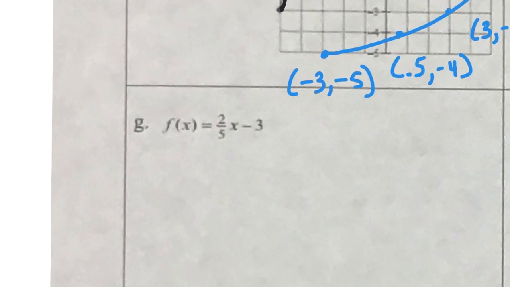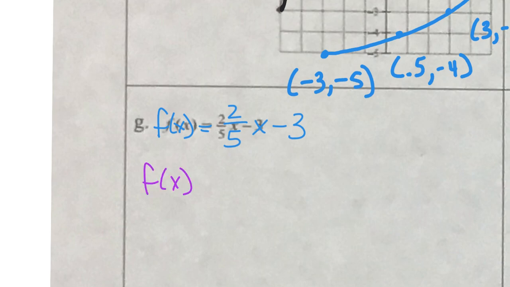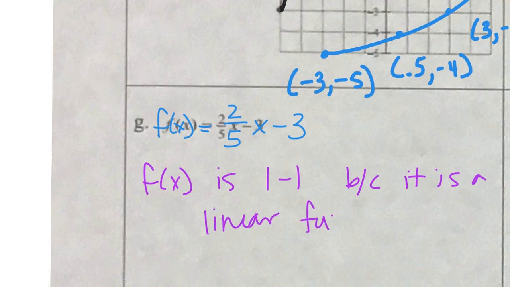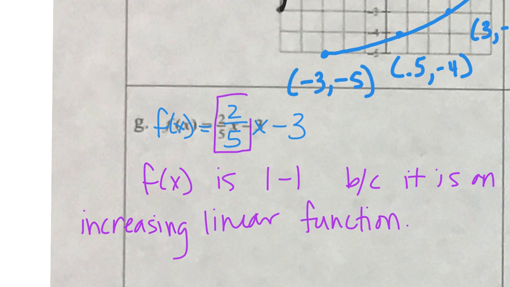This one's really hard to read, so let me rewrite it too. So 2/5 x minus 3. What type of function is this? This is a linear function. So f of x is one-to-one, because it is a linear function. In fact, this is an increasing linear function. It's always increasing from left to right, and I know that because I have a positive slope.